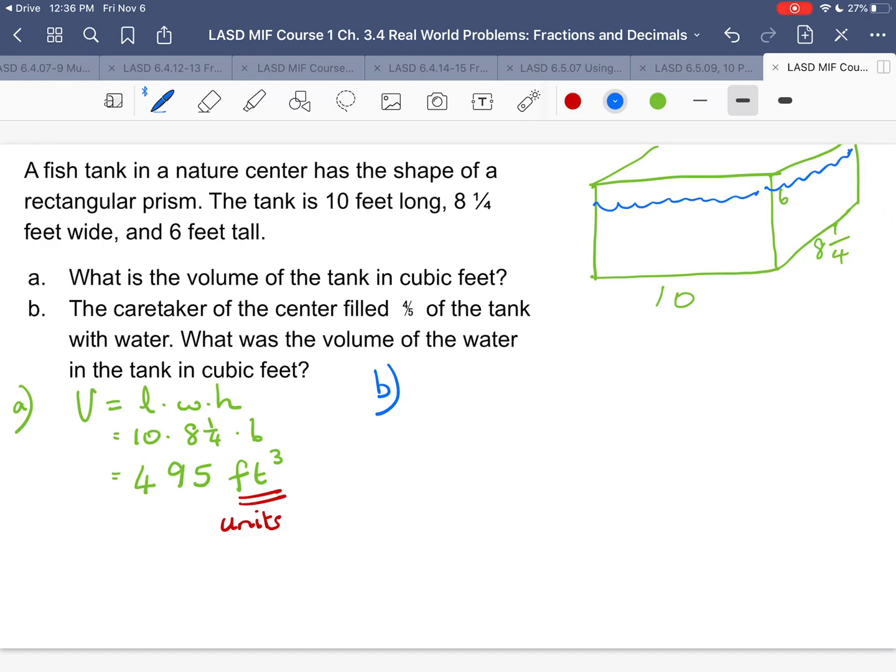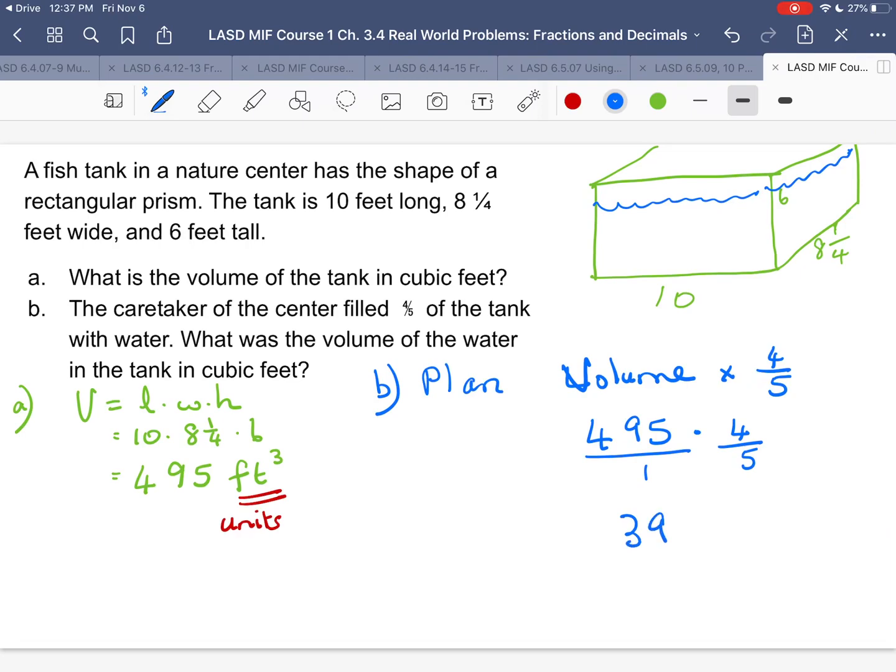So my plan is that I will multiply the number I got in A. So it's multiply the volume by 4/5. That's my plan. So my volume is 495, and I'm going to multiply that by 4/5. 495 over 1 by 4/5, and I get 396. And again, I need to write my units, feet cubed. So just noting here my units.